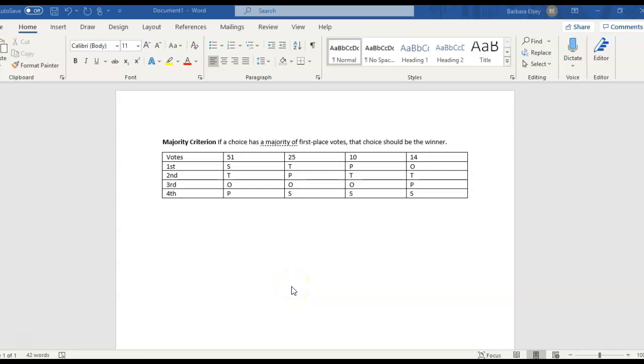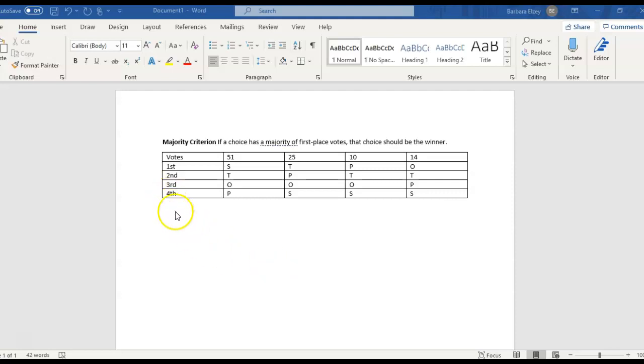Okay, so let's continue to look at our fairness criterion. The next one is the majority criterion. If a choice has a majority of first place votes, that choice should be the winner. Now remember, a majority is over 50% of the votes, and that makes sense. If more than 50% of people want a candidate, that candidate should win.